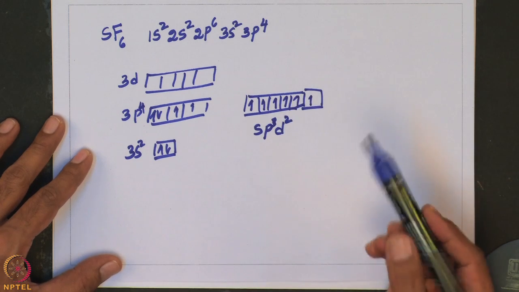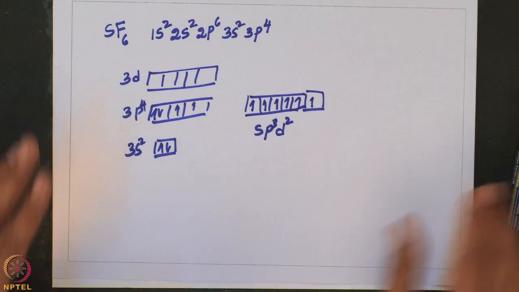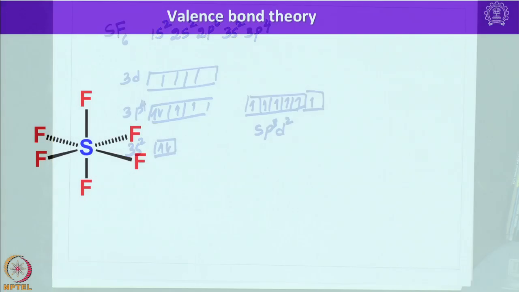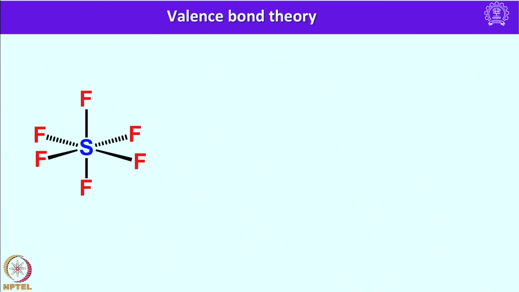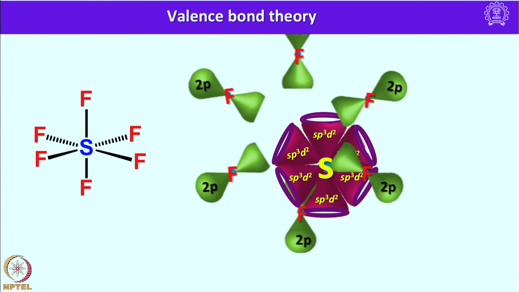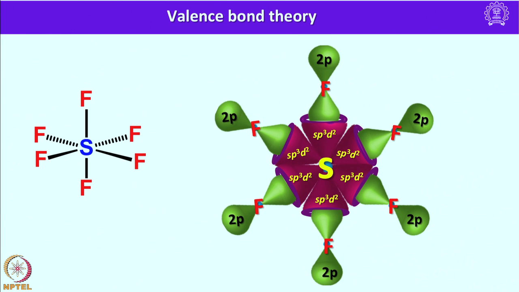So, there are 6 orbitals. They are disposed to the 6 corners of an octahedron. So, this is the structure of SF6, it is octahedral, and this is how 6 sp3d2 orbitals are disposed along the z, minus z, x, minus x, y, minus y axes, and now they combine with 6 2p orbitals of fluorine atoms to form this octahedral molecule.